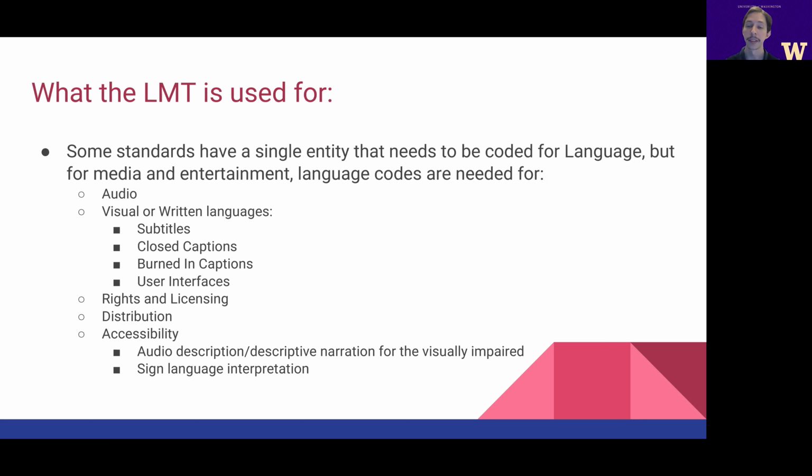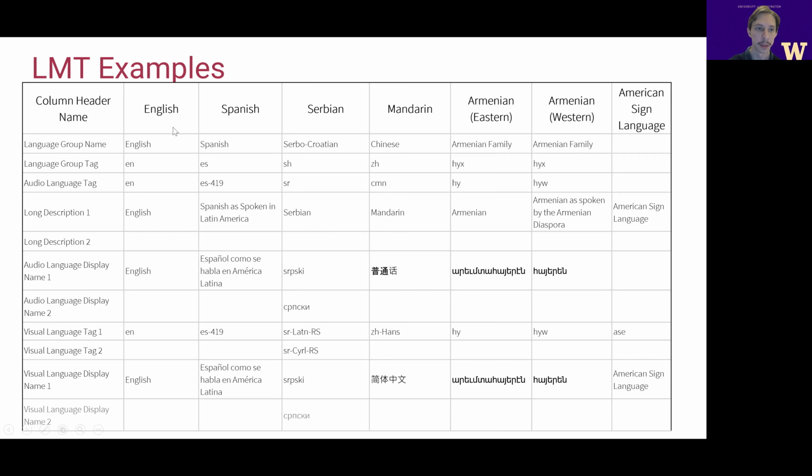All right, some language standards have a single entity that needs to be coded, but for media and entertainment, you're looking at using language codes for audio, visual, and written languages. That means subtitles, captions, UI, rights and licensing, distribution, and accessibility, including audio description and sign language interpretation. Here's a picture of some of the LMT codes. Looking at English, we can see language group, audio language tag, audio language display, visual language tag, visual language display, long description. You can see how that differs from Spanish. Spanish is spoken in Latin America, Serbian, two different forms of Armenian, kind of the specificity you can get into here.